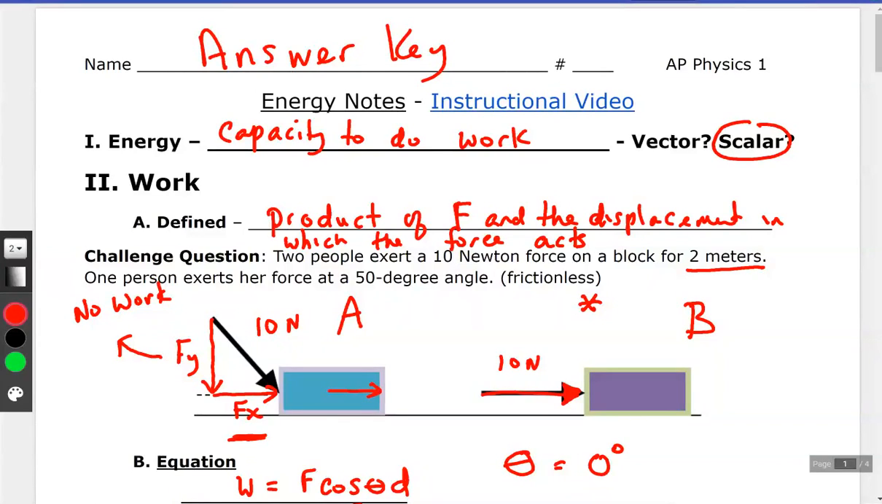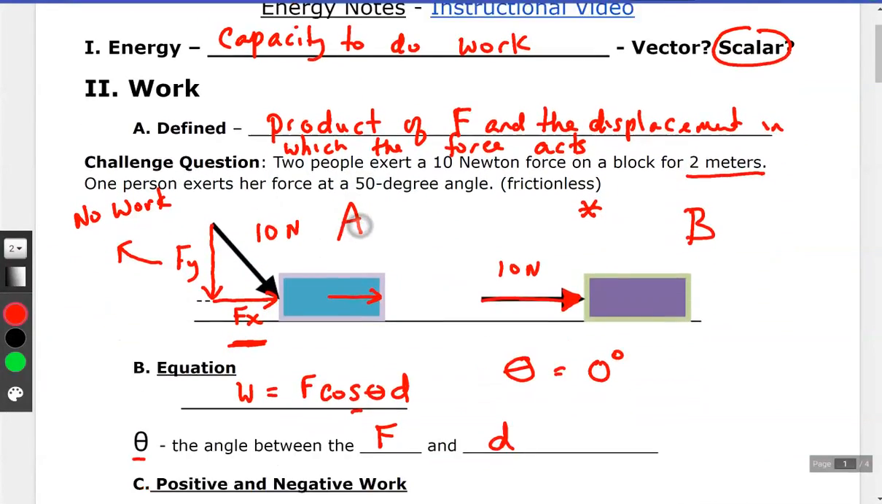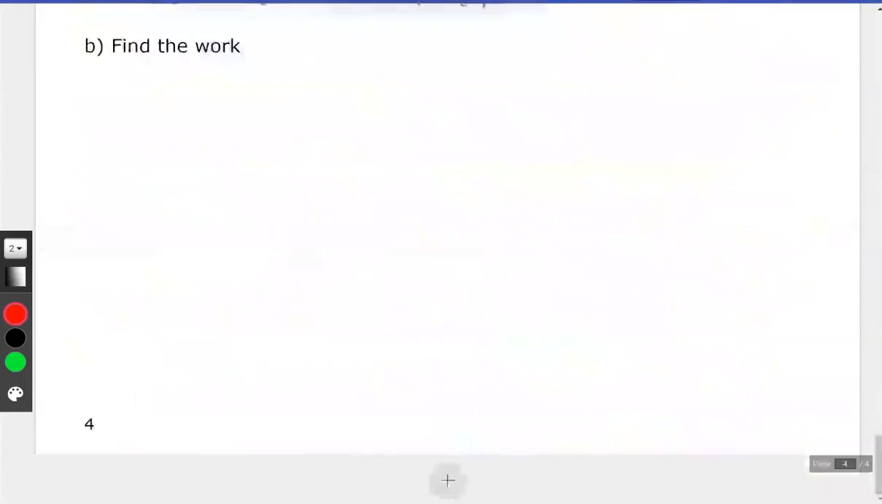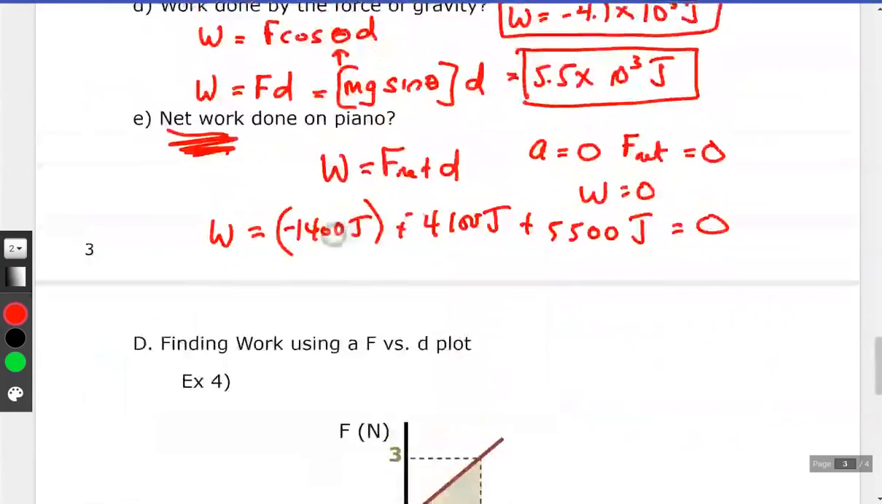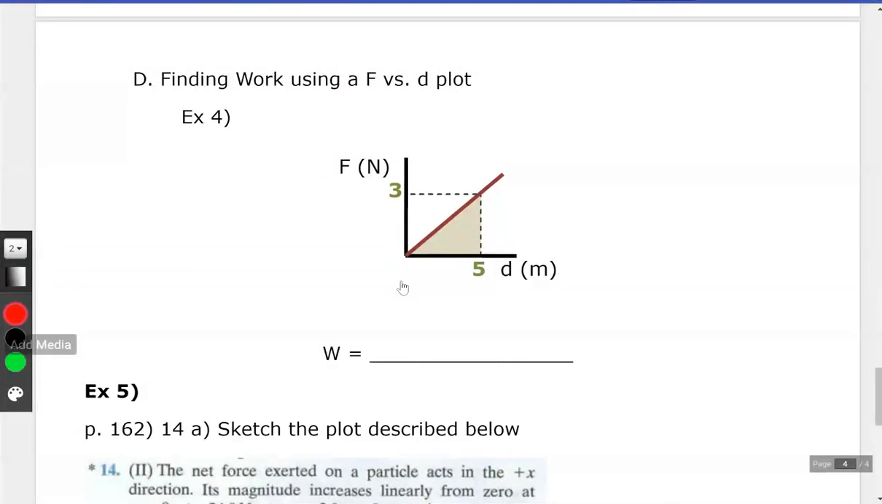This is the fourth and final video on this 4-page energy note packet. We're going to go to the fourth page here and take a look at this question. You have to find the work now using a plot. Well, once again, work is F times D, or F cosine theta D, but there's no angle, so we'll say it's F times D. How do you find F times D with a plot?